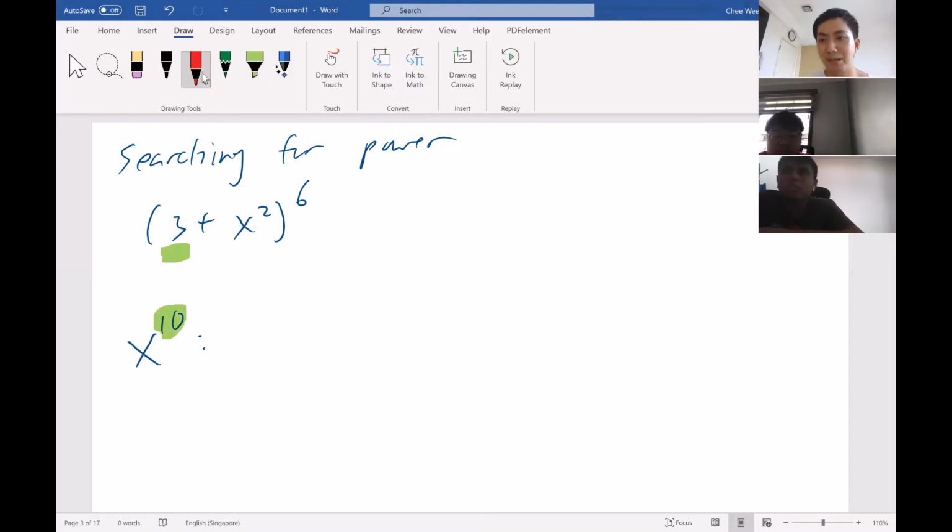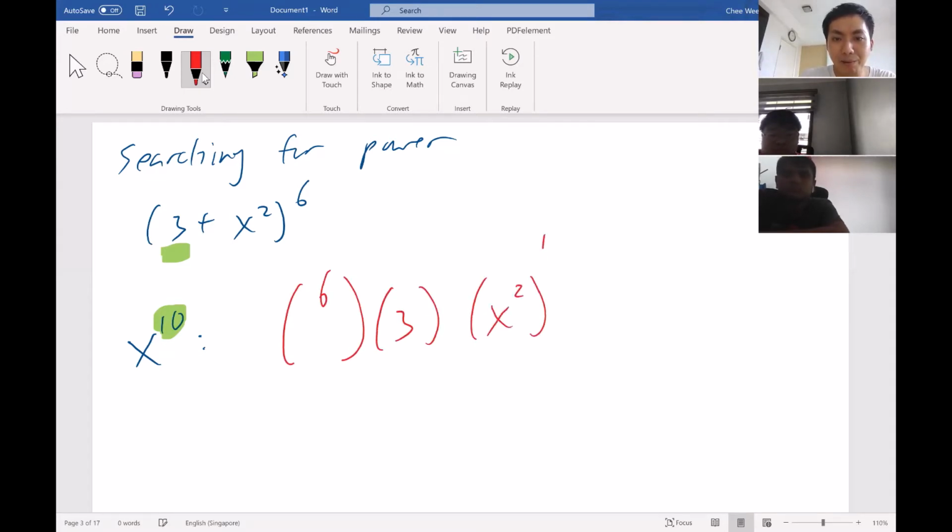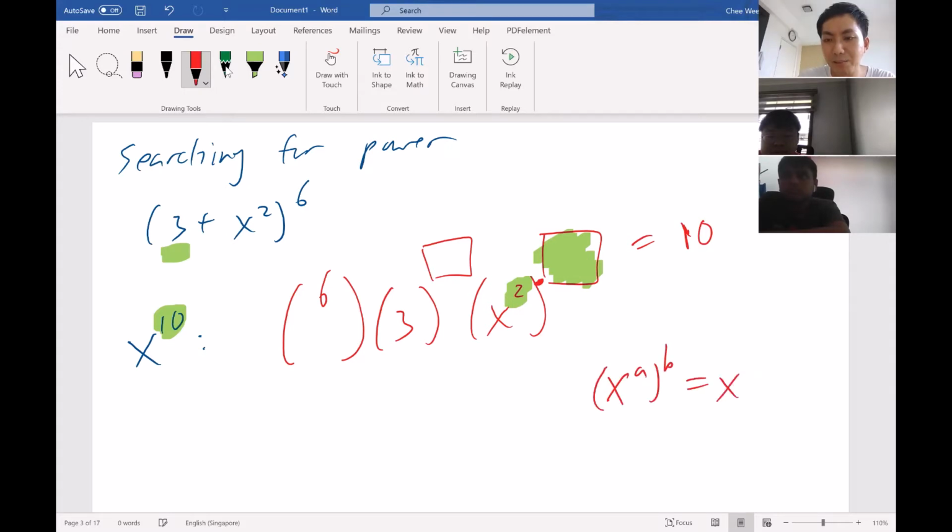So your laws of indices come in. You know that to turn 2 into 10, it must be times 5 by the laws of indices. Why is it times 5 and not plus 8? Because the term must be 6 choose something, 3 to the power of something, and x squared to the power of something. So this something times the 2 must give you 10, by the laws of indices, because x to the power a, b is equal to x to the power ab.